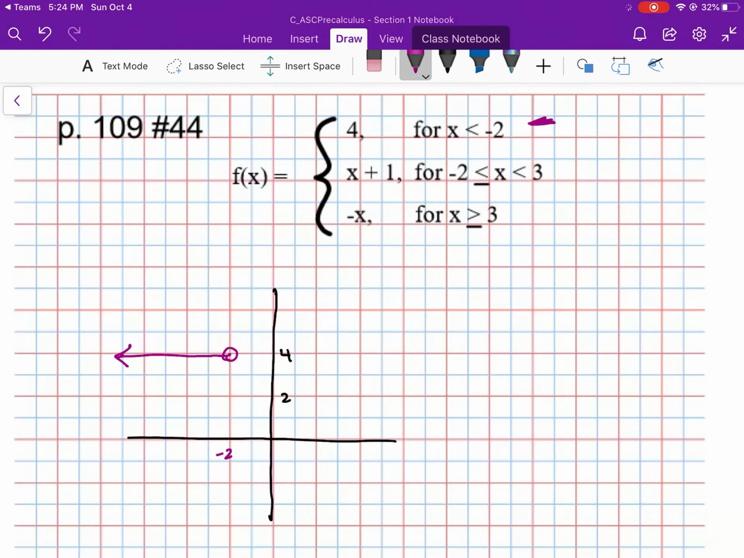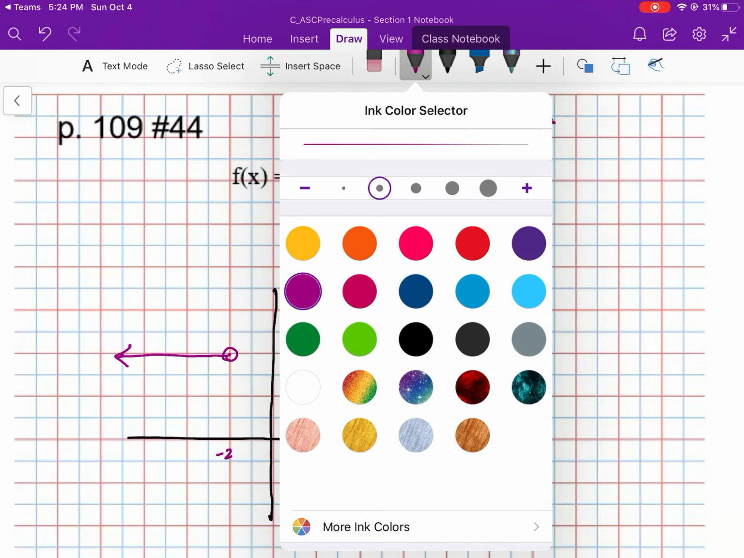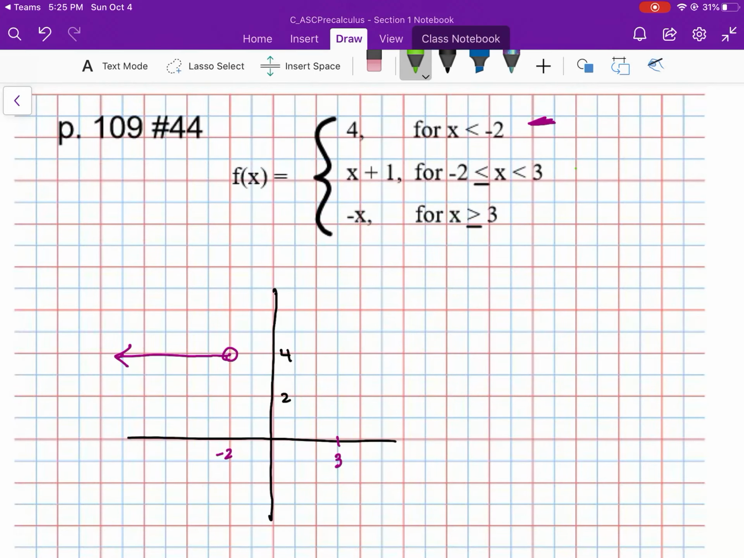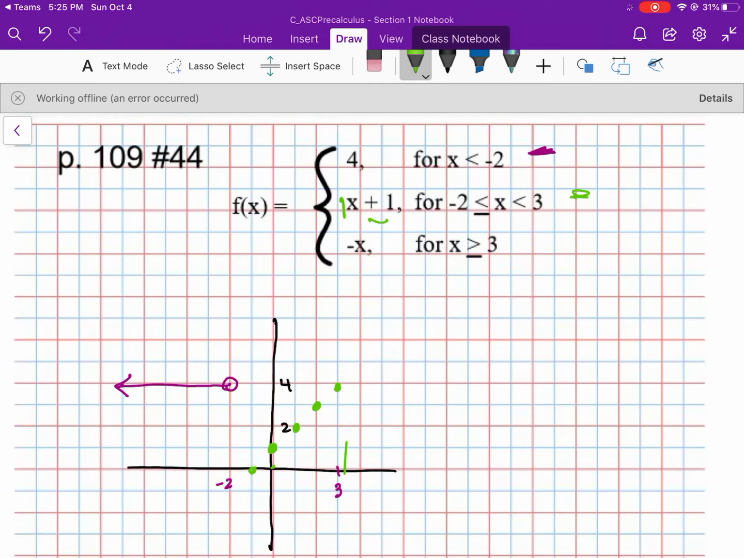Now, between -2 and 3, my graph is this line, this beautiful line. Let's pick bright green. So now I know that this is going to cross at 1, right? And it's going to have a slope of +1. So it's going to go up one, right one, up one, right one, until I get to 3. Oh, I should have an open circle there, but I'll fix that in a second. Down one, left one, down one, left one, until I get to -2, and that should have a closed circle. So I have this line like this, and then I have an open circle.